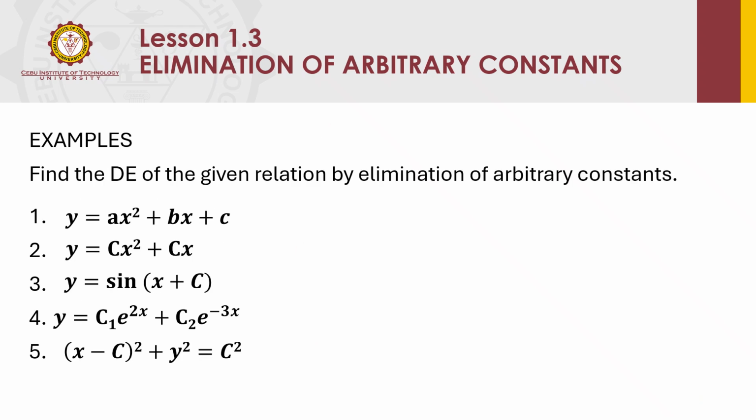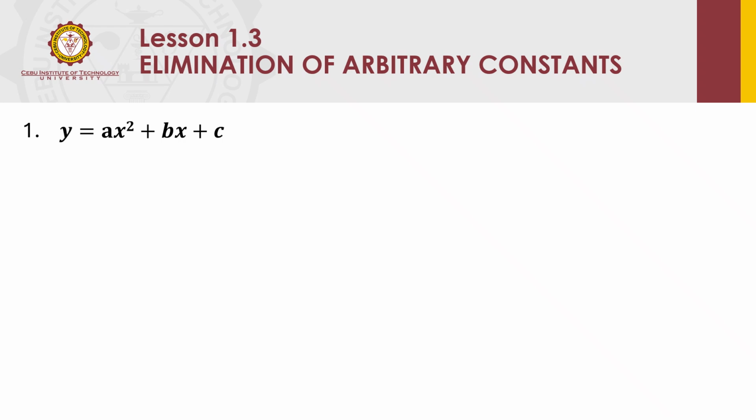So here are the examples. We're going to solve these 5 items here. For the first example, since we agreed that if it's not stated, we assume that x and y are the variables, the other letters will be treated as constants. So for this item, A, B, and C are constants.